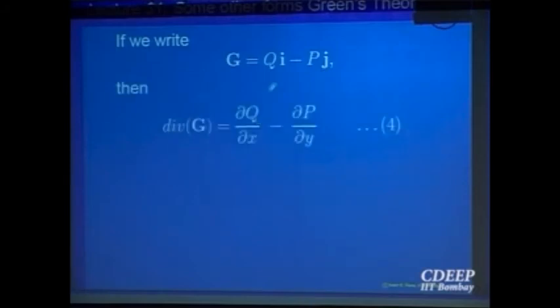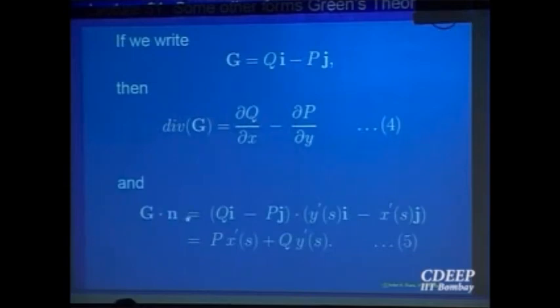If I do that, then what is the divergence of this vector field? It is a plane vector field only. So what is the divergence? Partial derivative of the first component with respect to x plus partial derivative of the second component with respect to y. And that is precisely the integrand which comes in Green's theorem, the double integrand. So let us write, and what is G dot n?